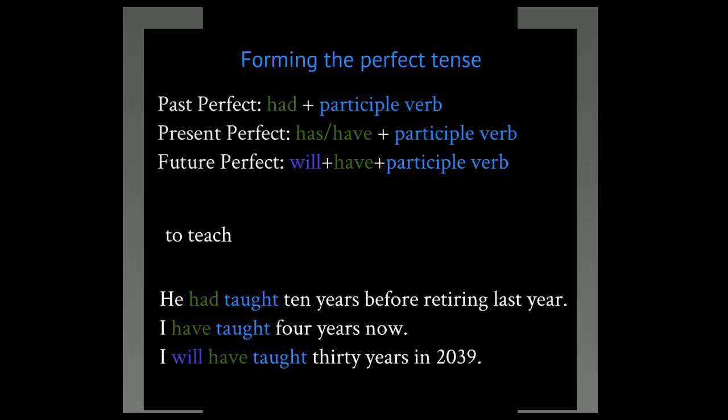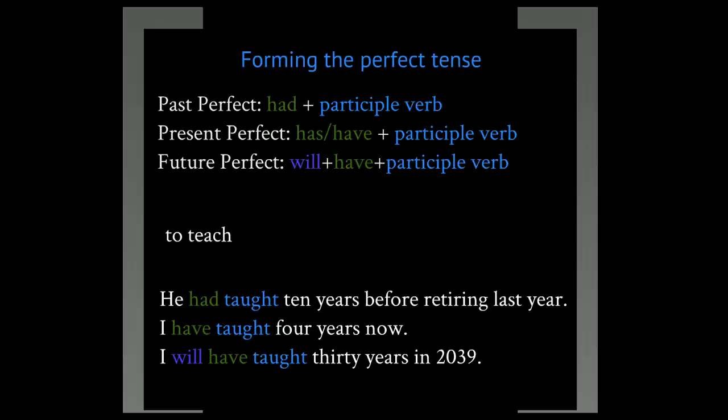So how do we form the perfect tense? The past perfect is formed by using the past tense of to have plus the participle verb. Basically, a participle verb is conjugated differently than a regular verb, and just know that perfects use participles. So PP, perfect uses participles. Our present perfect uses the present tense of to have plus the participle verb. And then the future perfect combines the two. So we have our future tense by using will, we have our present tense of to have, and then the participle verb.